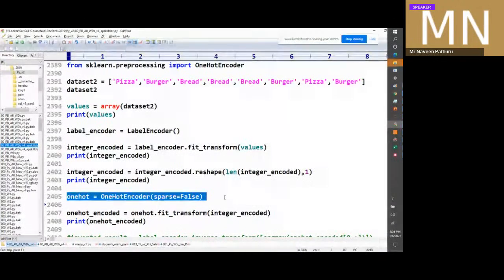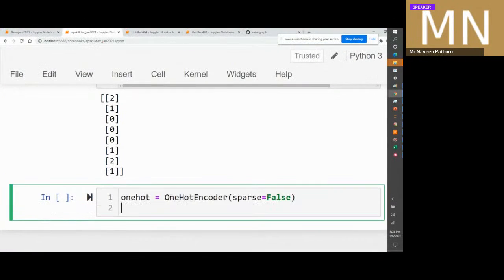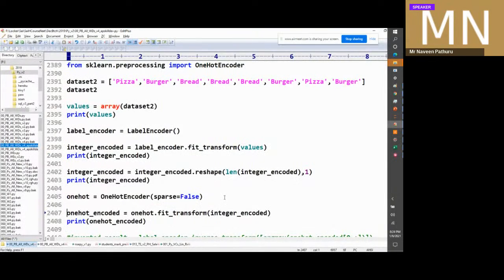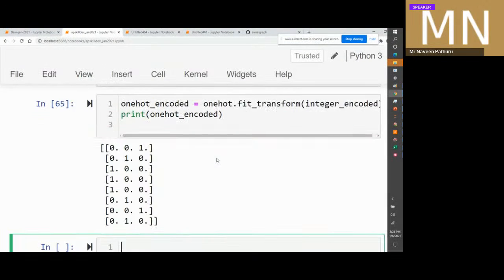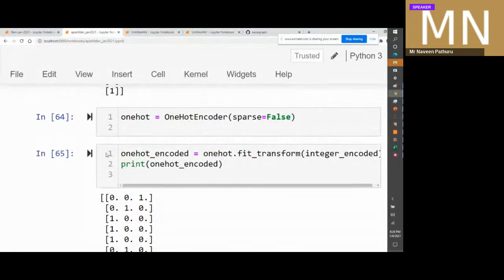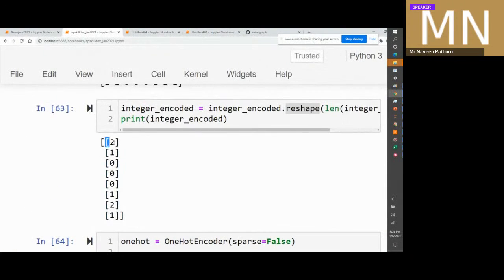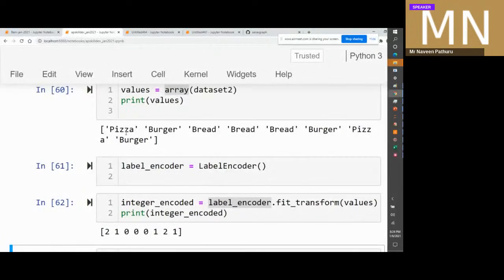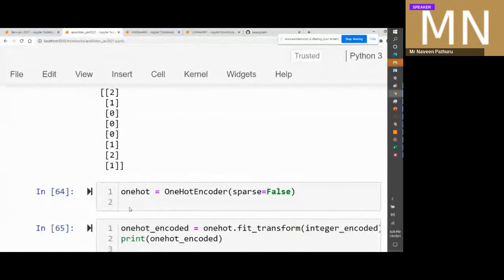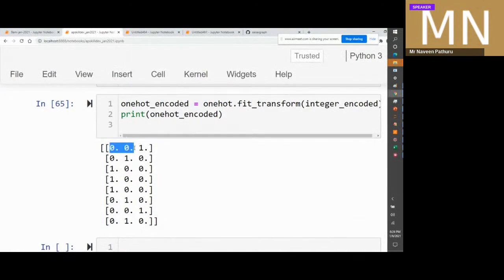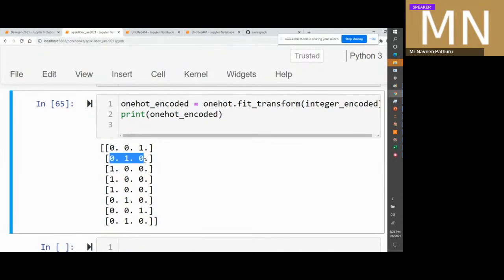We'll create an object of one hot encoder. Now we are going to take that matrix and give it to one hot encoder. Notice what happens. It's converting it into a binary format like this. So what is 2? 2 is pizza. Then we have burger, then bread. Okay, 2, 1, 0: pizza, burger, and bread. Now this has been converted into 0, 0, 1, which becomes the pizza, 0, 1, 0, which becomes the burger, and 1, 0, 0, which is the bread.